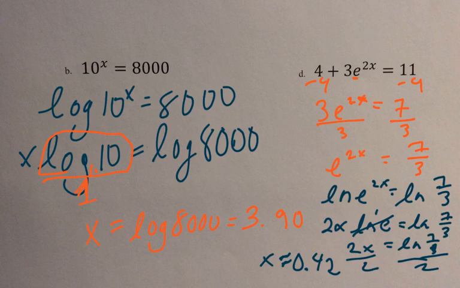So hopefully you can see that if I cannot easily change the bases on both sides of the equation to be equal to one another, then I will use this strategy of taking the log of both sides to solve for the missing variables. Please watch part 2 as we look at more examples of solving equations with exponential and logarithms.